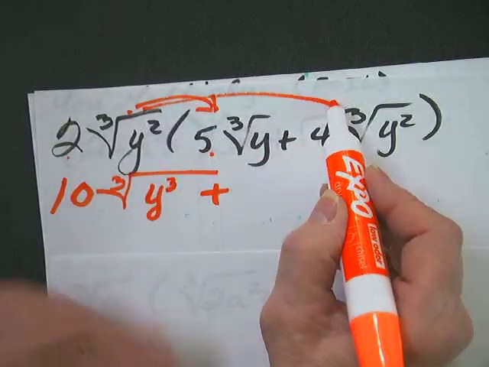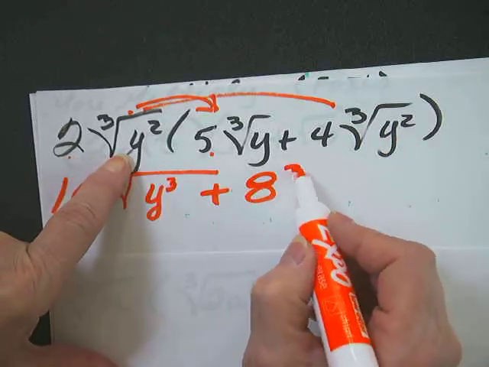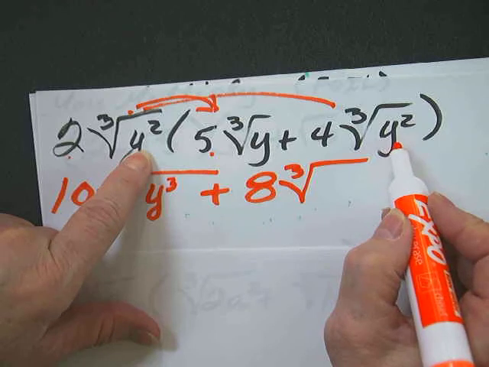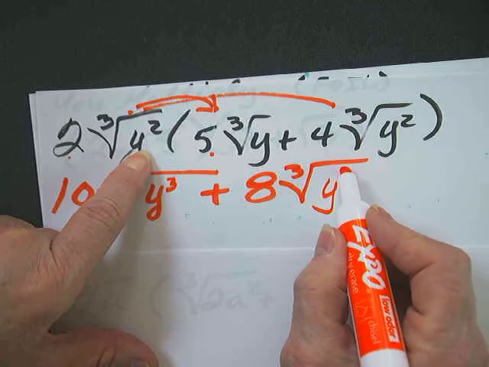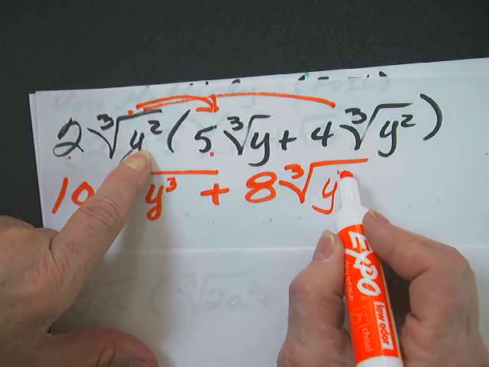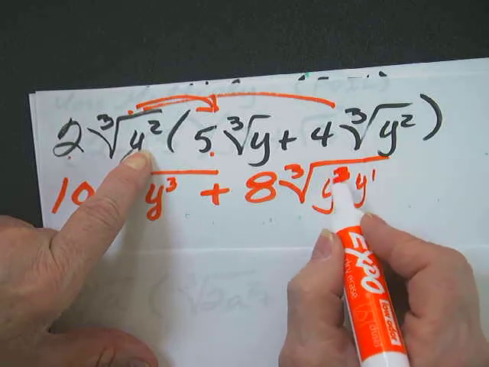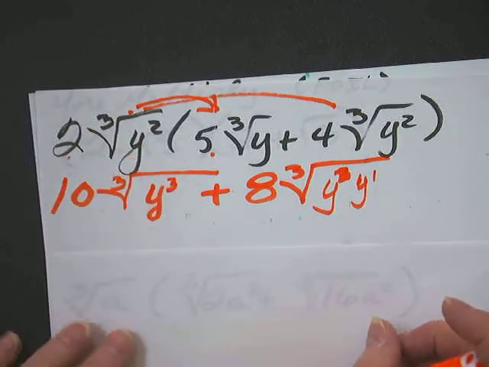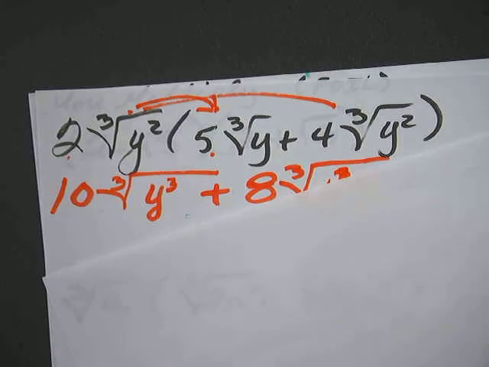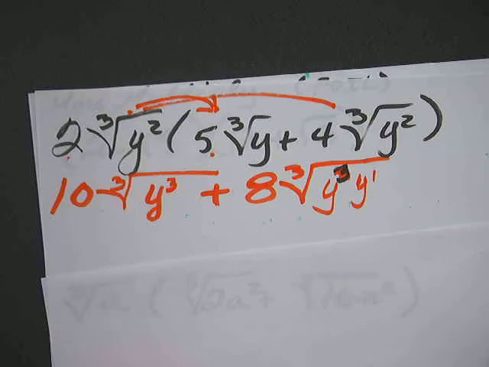That one won't turn into a number because it's got letters in there. So multiply this. 2 times 5 is 10. The cube roots: y squared times y. What's y squared times y? y cubed. Plus 2 times 4 is 8. And do the cube roots times each other. y squared times y squared is y to the fourth.